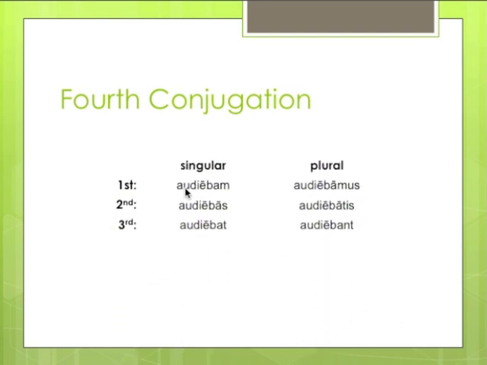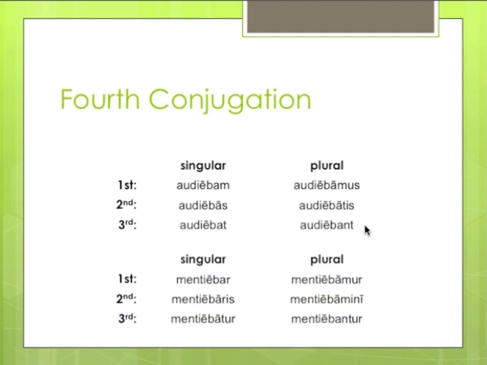Here's how the fourth conjugation goes. Audiebam, audiebas, audiebat, audiebamus, audiebatis, audiebant. And here is a fourth conjugation deponent. Mentiebar, mentiebaris, mentiebatur, mentiebamur, mentiebamini, mentiebantur.